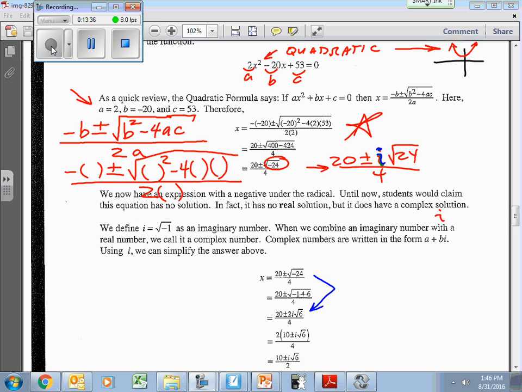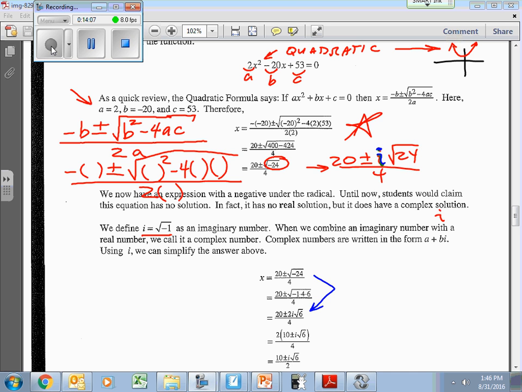Sure, why not highlight that i is equal to the square root of negative 1, is an imaginary number. I struggle with that idea. Imaginary, it's not real, then all right, whatever. When we can combine an imaginary number with a real number, we call it complex. Go ahead and highlight complex number. Well, actually highlight that whole sentence. That's the official definition. So if anyone asks about a complex number, that's the official definition, combining those two.